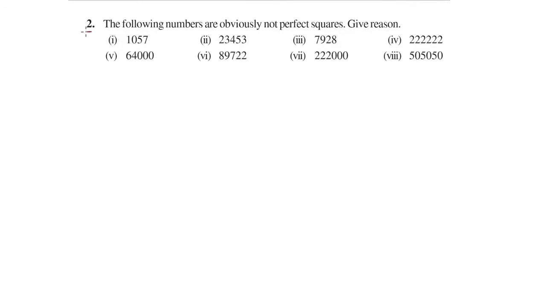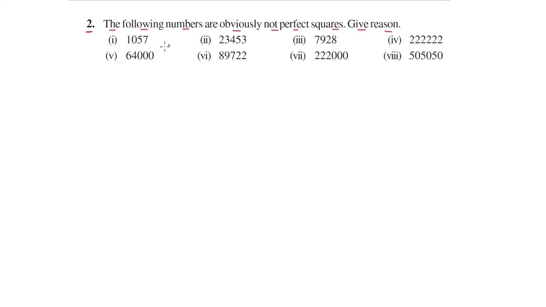Now let's learn how to solve question number 2. In question number 2, the problem statement says the following numbers are obviously not perfect squares. Give reasons. We have 8 parts in this question, and they are not perfect squares, and without any calculation we have to specify why they are not perfect squares. We have to provide the reason behind it.